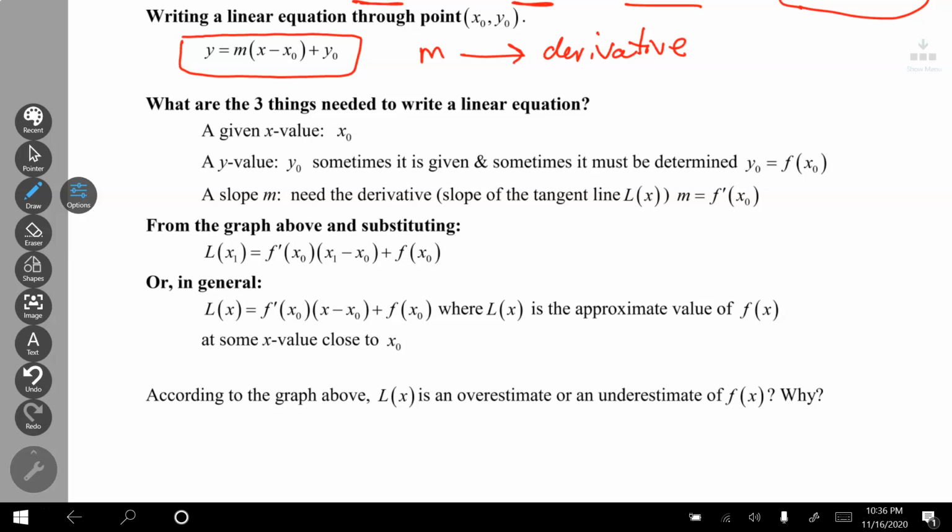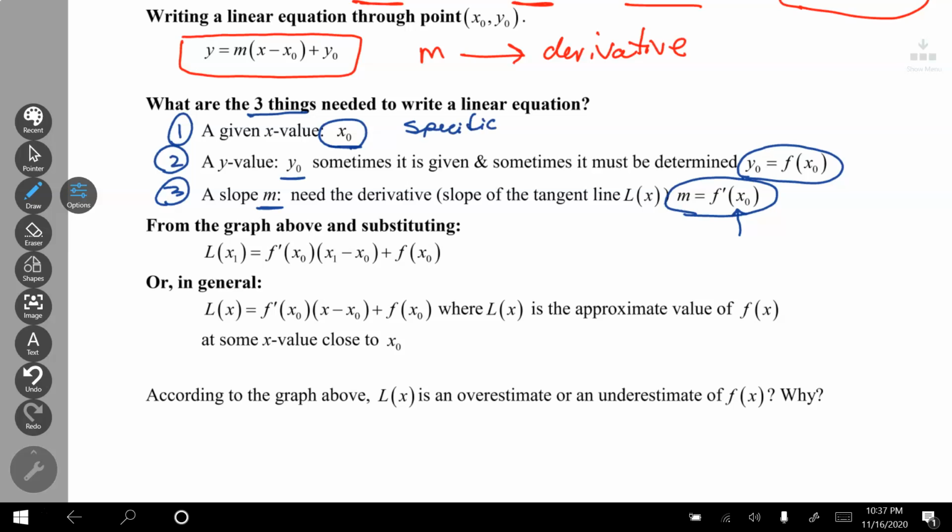So what three things do I need to write a linear equation? Well, first I need a given x value. I need a y value, and I need a slope. The x value will be given to you. The y value could be given to you, but sometimes I can determine it by plugging the x value into the function. And I want the slope of the tangent line, so I take the derivative and plug in the x value that was given to me. And then I have specific numbers for all three of these.